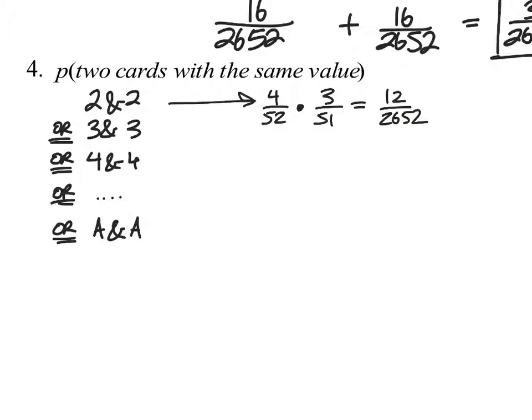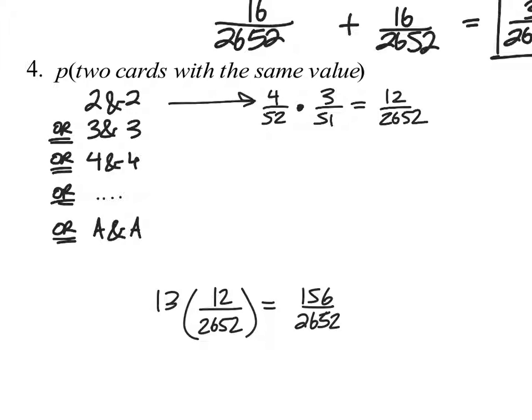So we're going to take the 12 over 2652 and multiply it by the number of possible pairings, which would be 13. And again, the unsimplified form is fine, 156 over 2652. But as you were saying, that would be the same as 12 out of 3 over 3 over 51.